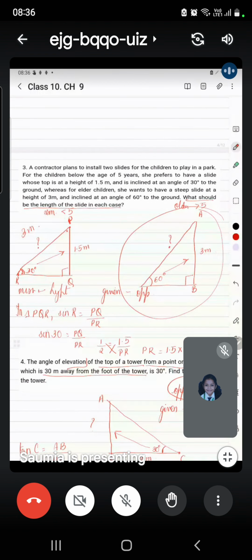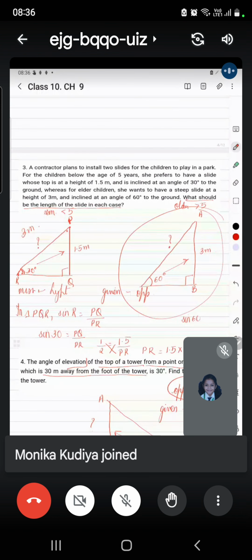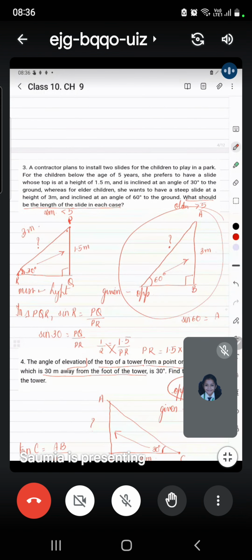Calculating 2 root 3. And 2 root 3. Which ratio? Everything is the same. Yes, sine 60 ratio is equal to AB upon AC. Let's take this as root 3 by 2 is equal to 3 by AC. So AC is how much? 2 root 3 meters. Okay.